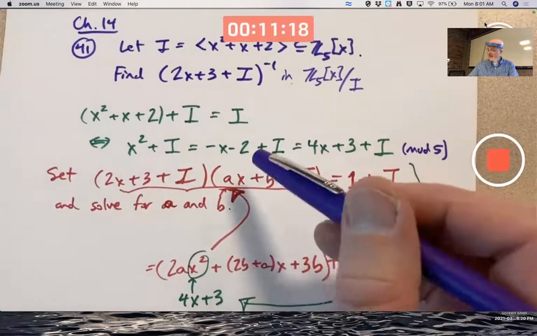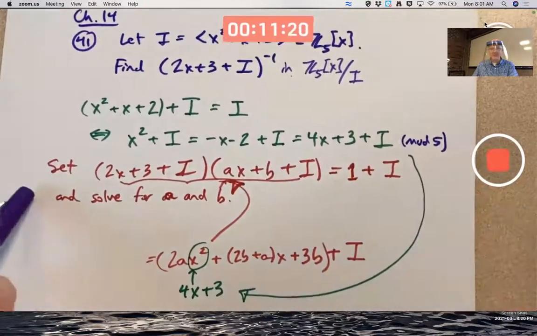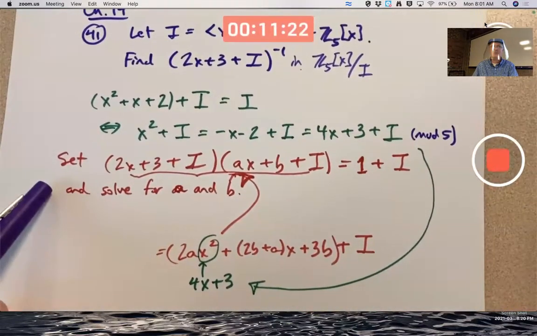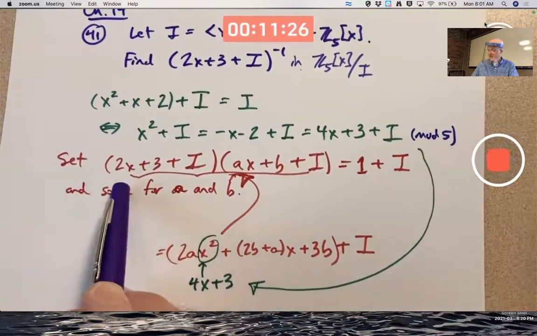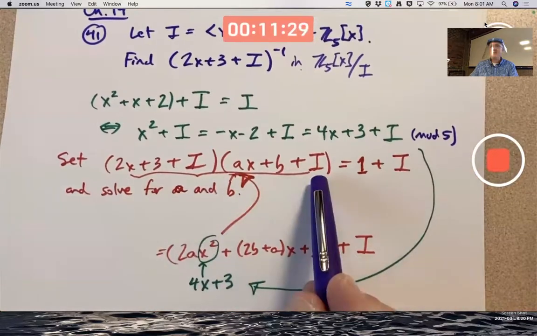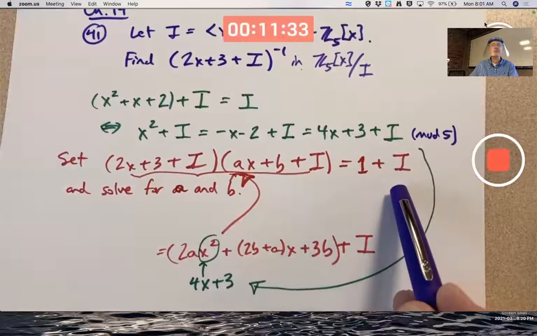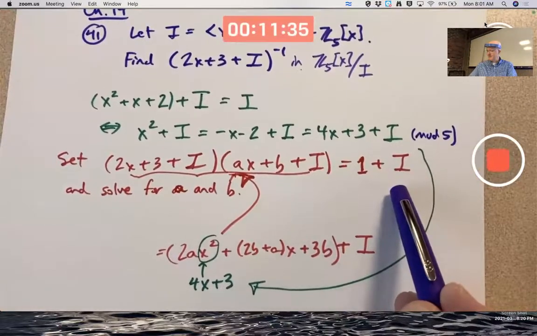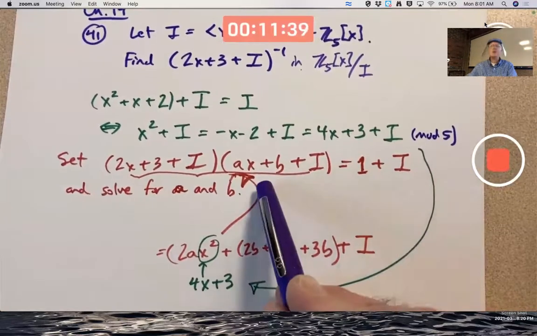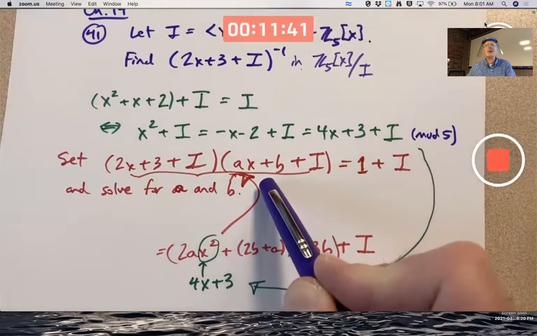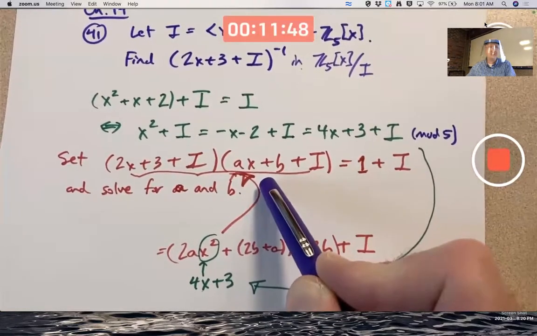So the key to doing the calculations, you could think about what I have down here initially as what you need to think about doing. Set the product of this coset with an arbitrary left coset equal to the unity, right? 1 plus I would be the unity. But wait a minute, why do I know I could get away with some ax plus b here? Couldn't the coset representative have to be something involving x cubed, for example?